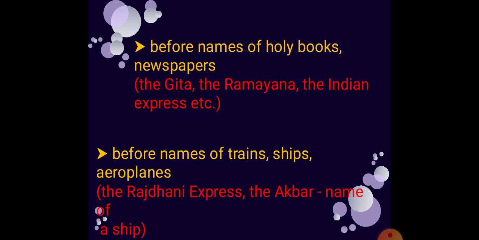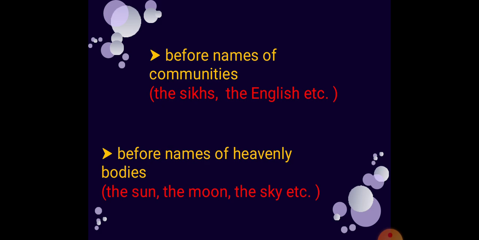Before names of trains, ships, and aeroplanes. See the example. The Rajdhani Express, the Akbar. The Akbar here is the name of a ship, not the person. We also use the before names of communities. The Sikh, the English. These are the examples of communities. Before names of heavenly bodies. For example, the sun, the moon, the sky, etc. are the examples of heavenly bodies.